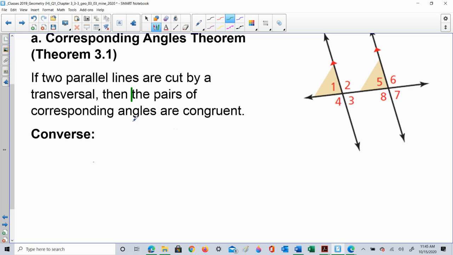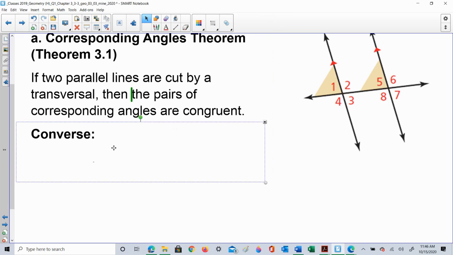Now be careful. Sometimes the wording gets a little weird. You have to be careful how you word things. So the converse of the corresponding angles theorem would be, where'd it go? Oh, come on, it showed up before. I don't know why it's not showing up now, but that's okay. It is what it is. All right, I guess I'm going to have to write it out.